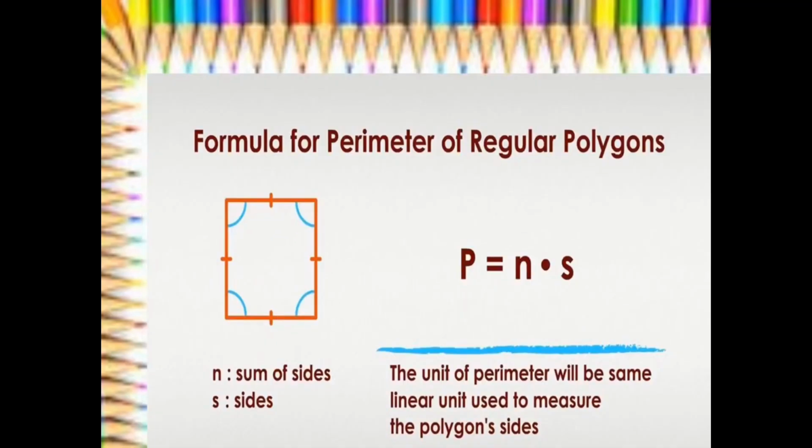Next topic is the formula for perimeter of regular polygons, and the formula is P equals N multiplied by S, where N is the number of the sides and S is the side, and the unit of perimeter will be the same linear unit used to measure the polygon's sides.